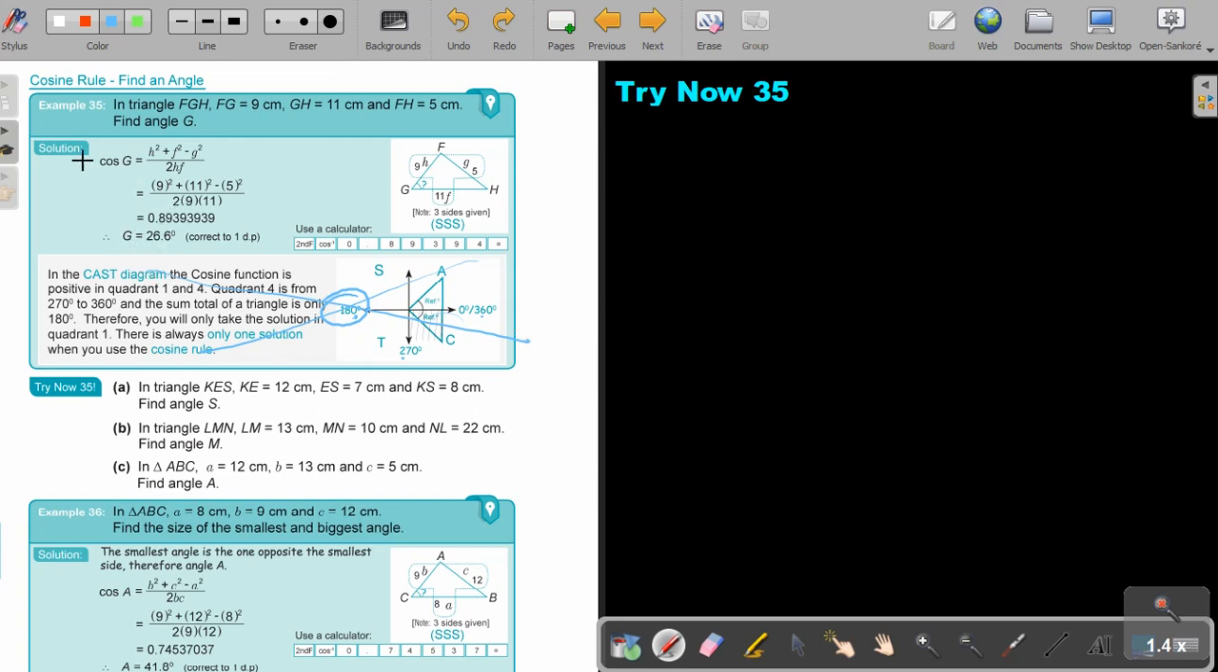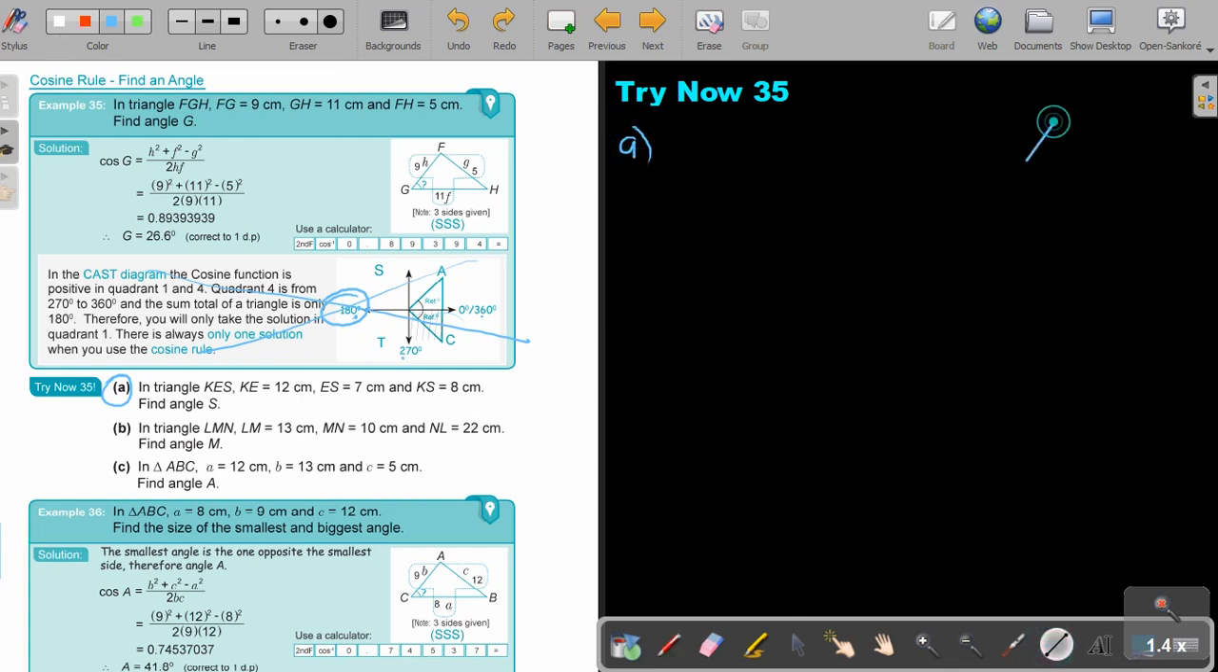So in this case, I just press Shift and this, because you must tell your calculator to go to angles. So shift, cos, and then this, and I will get my answer. I want you to stop the video and just do number A. You can continue the video as soon as you are finished.